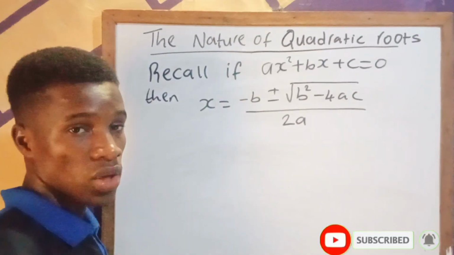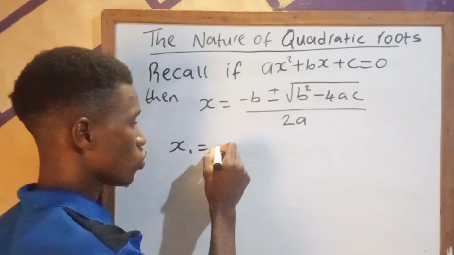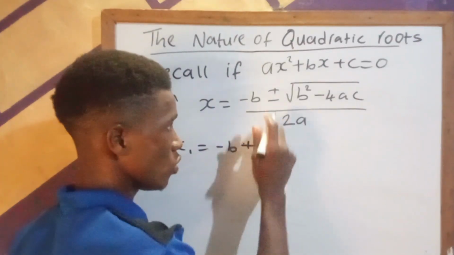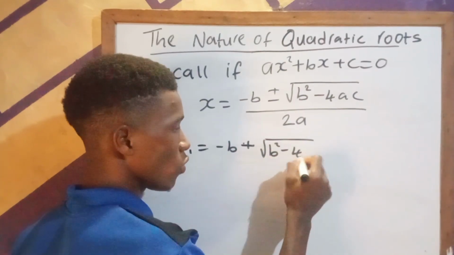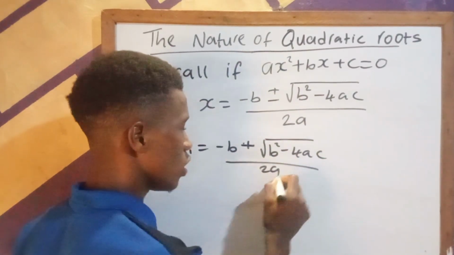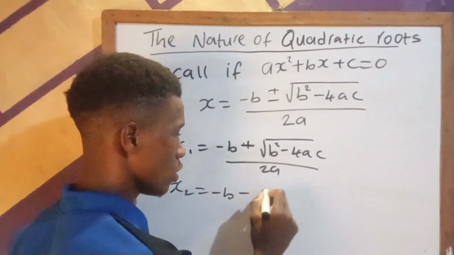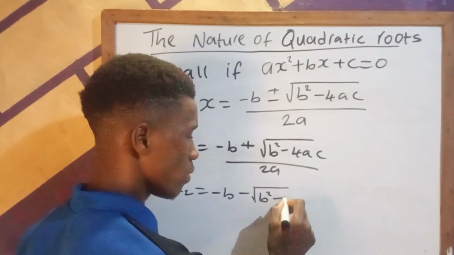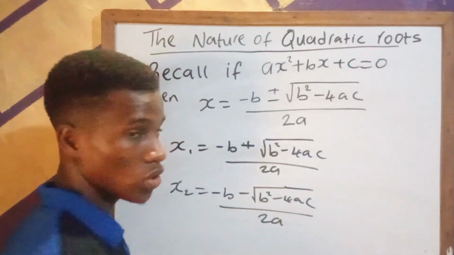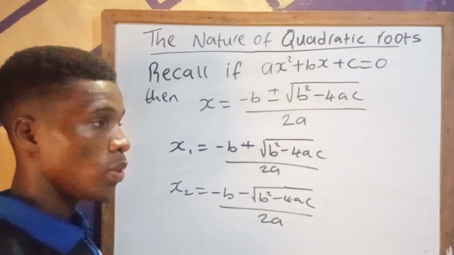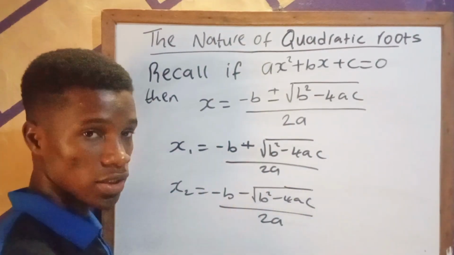Now we basically know that a quadratic equation has two roots. Those roots are what we denote as this. The first root x1 equals minus b plus, here we have plus or minus, so the first root is this one, square root of b squared minus 4ac over 2a. Then the second root is this, minus b minus square root of b squared minus 4ac over 2a. So these are the two roots of this quadratic equation. Now if you observe very well, the only difference between these two is this.